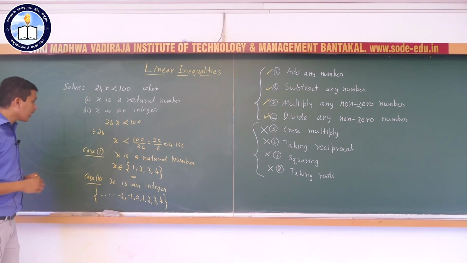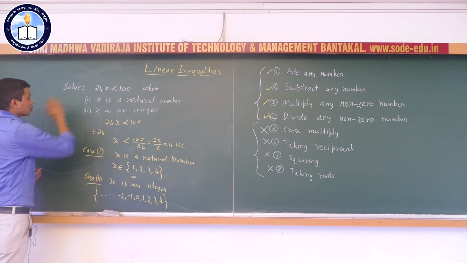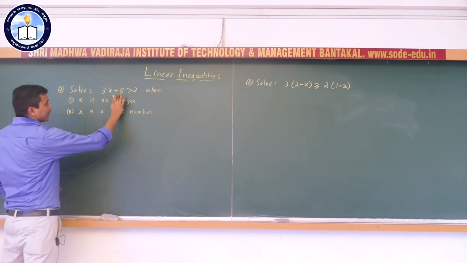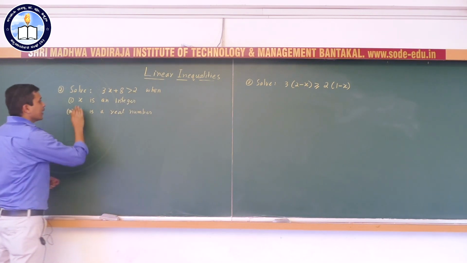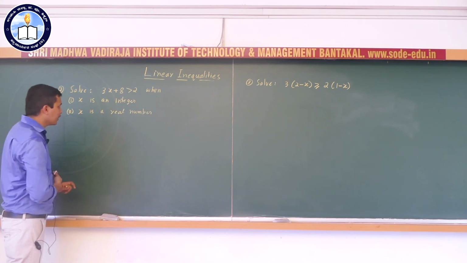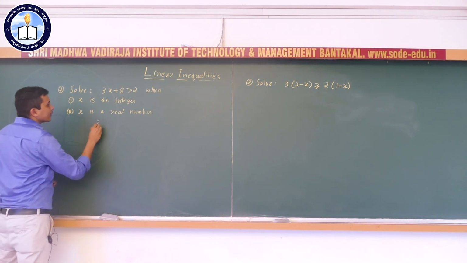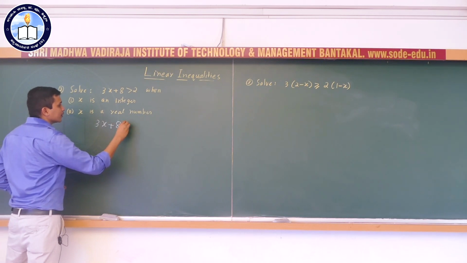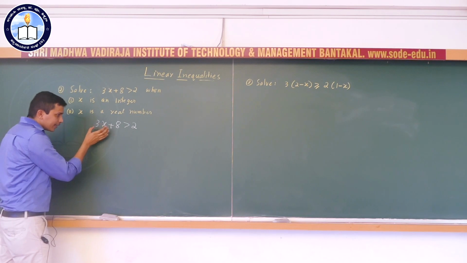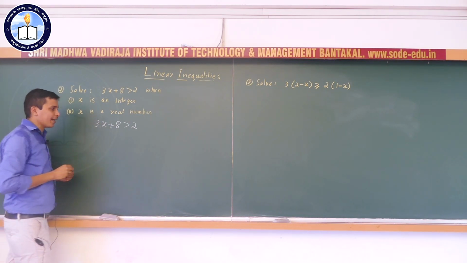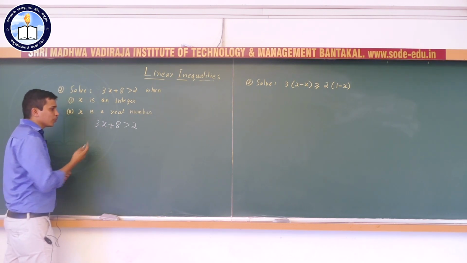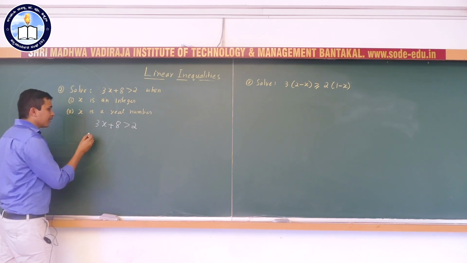So similarly, we'll go for another question. This is the first question in your first exercise. It is: solve 3x plus 8 greater than 2 when x is an integer, and in the second question x is a real number. I'll take 3x plus 8 greater than 2, and I need the x-containing term on the left hand side to solve for x. So I don't want this 8 on the left hand side. So I need to subtract 8 on both sides.